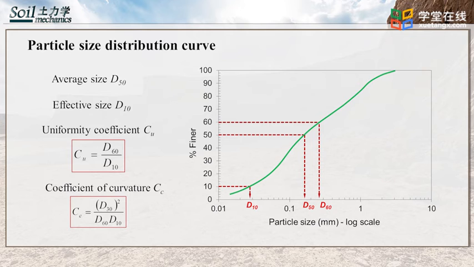Uniformity coefficient Cu is defined as D60 over D10, and coefficient of curvature Cc is defined as the square of D30 over D10 times D60. Cu and Cc are two important parameters for evaluating the seepage stability of soils.